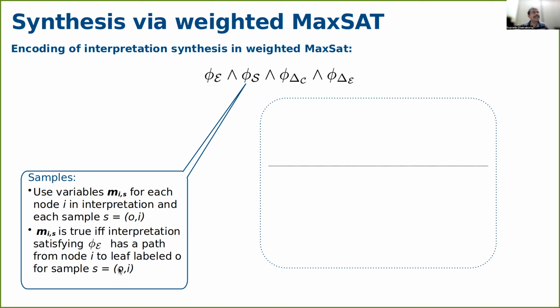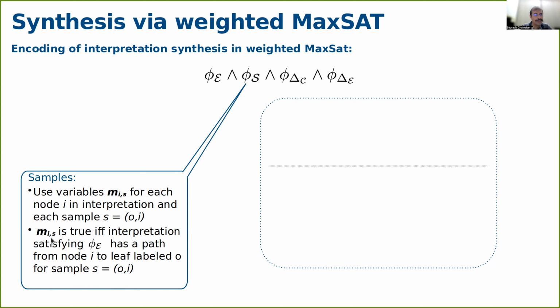Essentially saying that this interpretation can map I to O. Unfortunately I have overused I for two things here. This is the input. This is a node I. So whenever I say I as a tuple for the sample, it's really the input. I'm sorry about this. This should have been maybe INP, and this should have been INP.